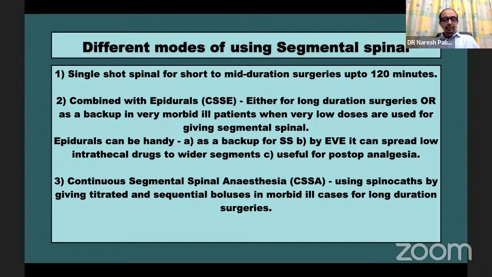There is a third option, that is continuous segmental spinal anesthesia, just like continuous spinal anesthesia, using spinocaths, giving titrated and sequential boluses in very morbid ill patients. Or when you have accidental neuropuncture during thoracic epidurals, you can convert it to continuous segmental spinal anesthesia.